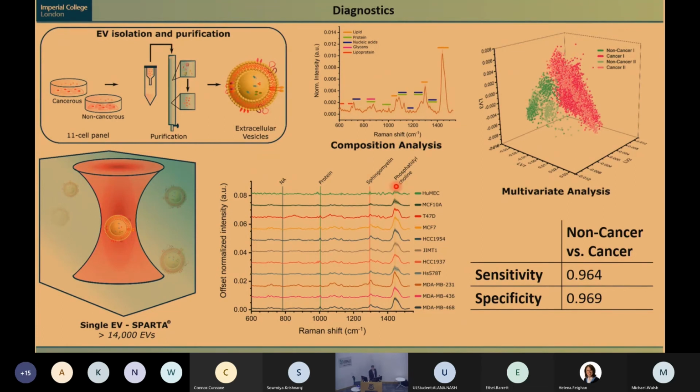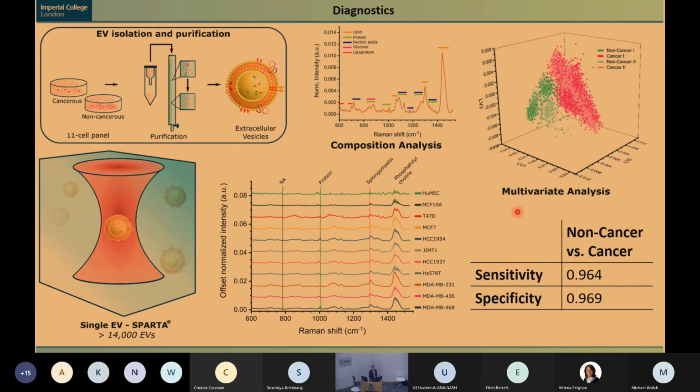So when we compared all of the different cell lines, the first two in green here are the non-cancerous, and the remainder are cancerous ones, you can see qualitative differences between the average spectra. Now, it's very hard to take this information and to process it and to use it as a diagnostic or even to see if there's differences.